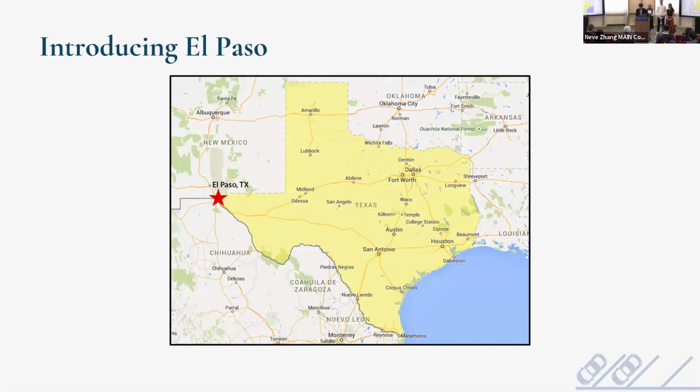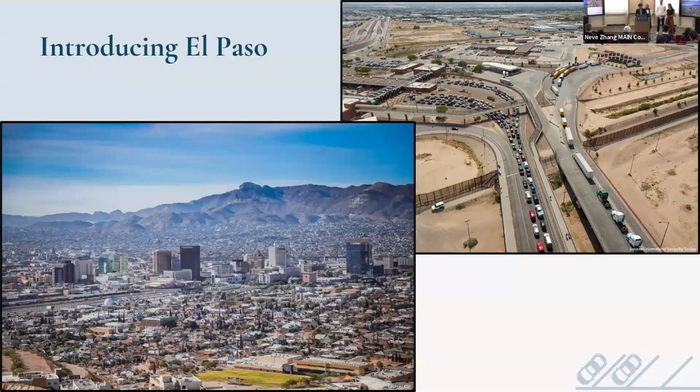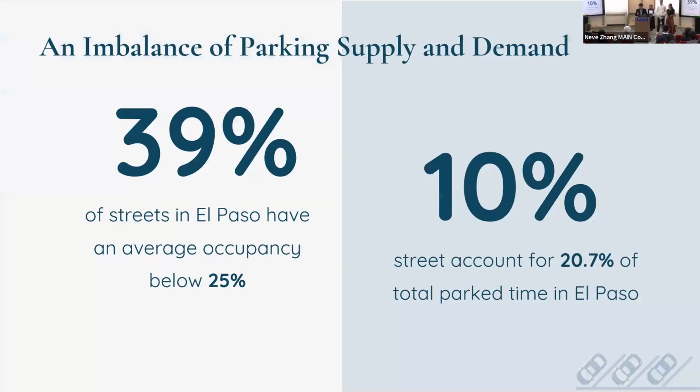El Paso is a city in Texas that sits on the US-Mexico border along the Rio Grande. The city operates 3 major land ports and is a hub for international traffic. But the city has identified that there are some issues with the utilization of on-street parking in the city. We found 39% of all blocks in El Paso have an average occupancy below 25%.